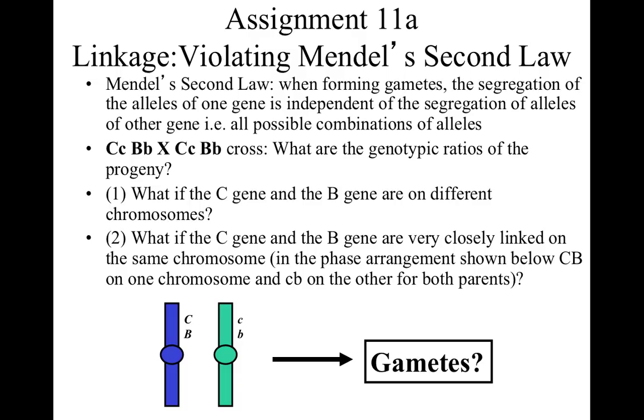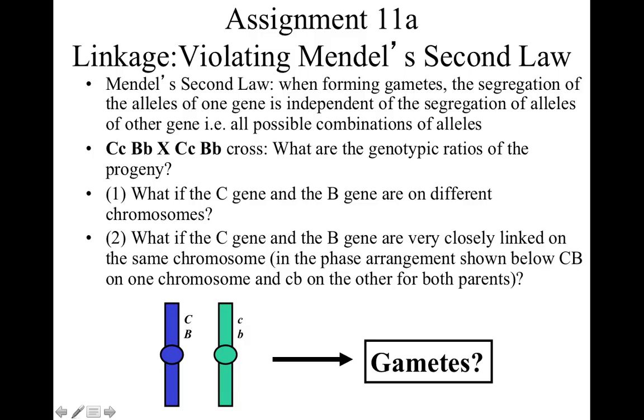then you can get gametes with big C and big B, or big C and little b, or little c and big B, or little c and little b in equal numbers. For assignment 11A, I want you to take a piece of paper and draw the Punnett squares for 2 different cases of the dihybrid cross. This dihybrid cross.